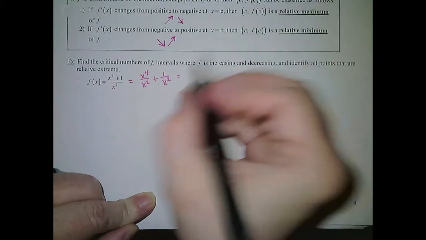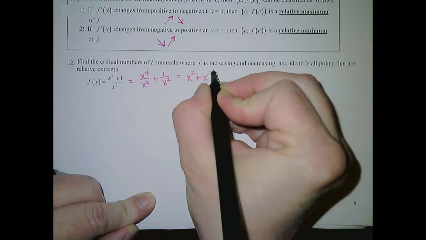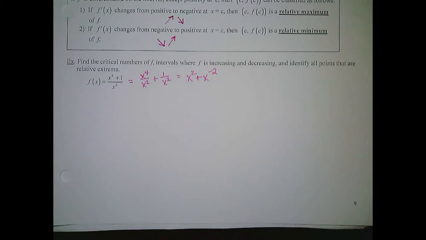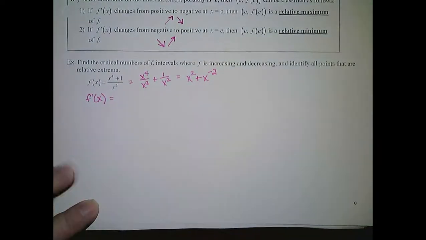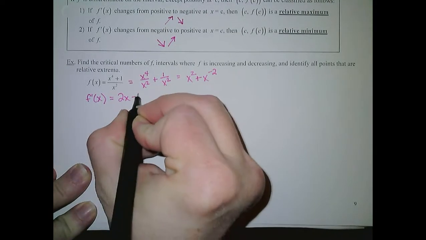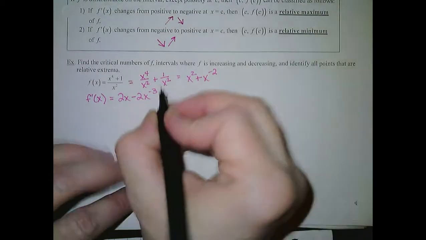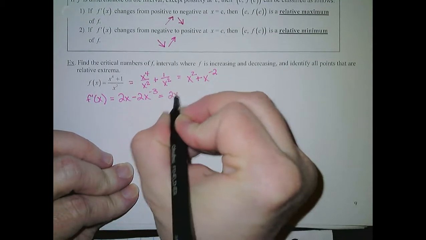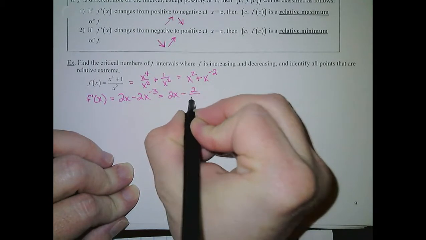We could rewrite this as x squared plus x to the power of negative 2, which makes it a lot easier in our next step to find the derivative. So if this is true, then our derivative would be 2x minus 2x to the negative 3, or 2x minus 2 over x cubed.